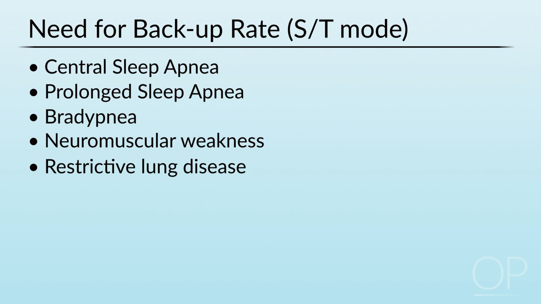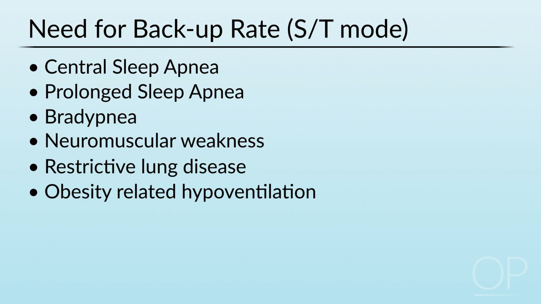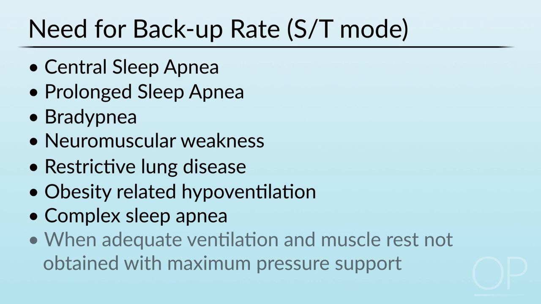Patients with obesity-related hyperventilation, extremely morbidly obese, tend to be tachypneic during sleep and also tend to take very shallow respirations, so a backup rate may be helpful. And also conditions such as complex sleep apnea, which is a mixture of both central and obstructive, where sometimes the centrals may appear after treating the obstruction. When adequate ventilation and muscle rest is not obtained with the maximum pressure support, when you keep increasing your pressure support and you're still not able to get a good ventilation, you may consider adding a backup rate.